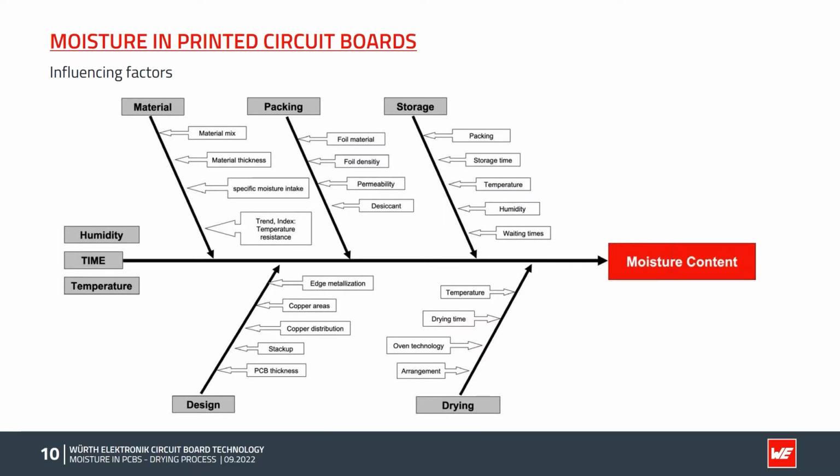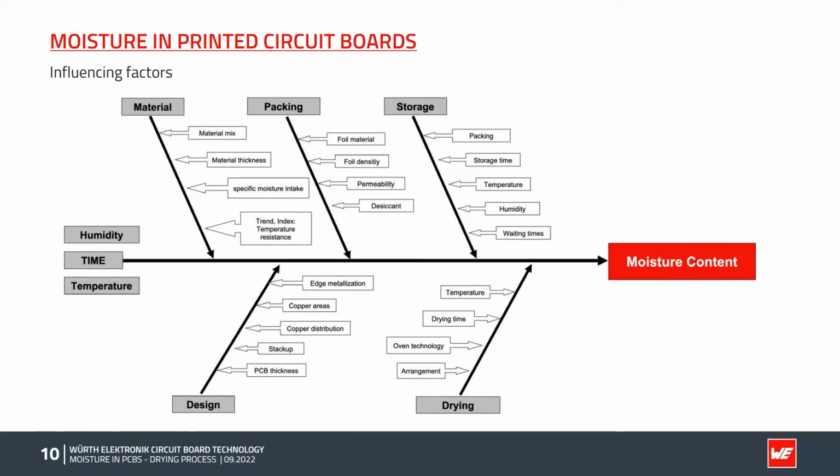Okay. So what are the influencing factors on moisture content? So of course, storage conditions, drying conditions, packing. So standard packing is not preventing moisture to go through the packing foil. So most foils are transparent for moisture. So keep that in mind. That's another reason why PCBs on delivery are not totally dry. So of course, material is an influencing factor. And last but not least, the design. So we have already discussed copper layers and transparency of copper regarding the moisture diffusion.